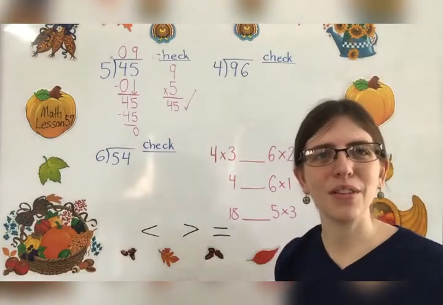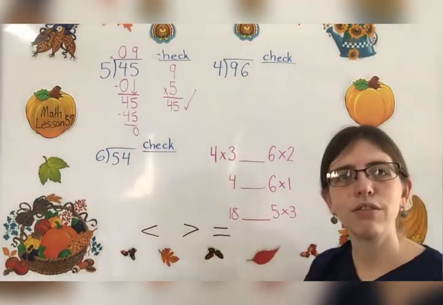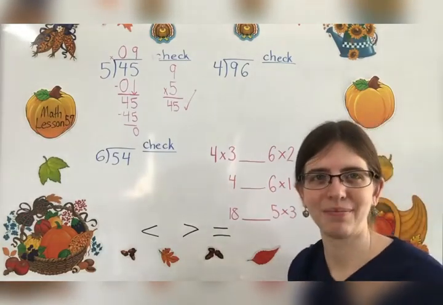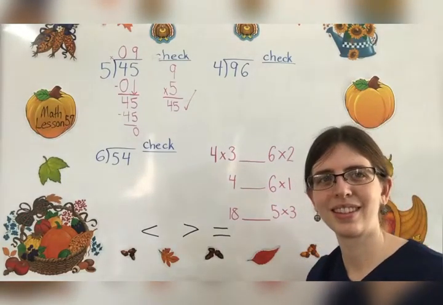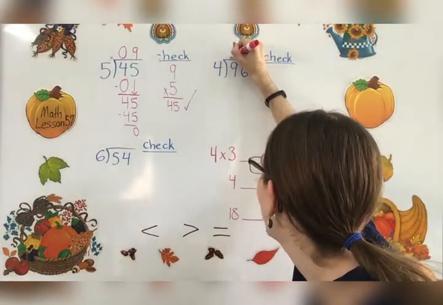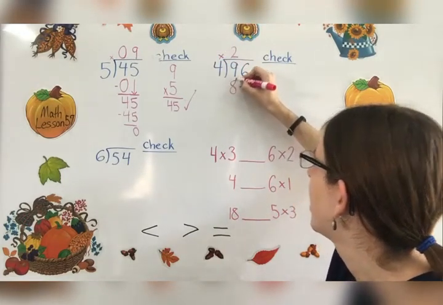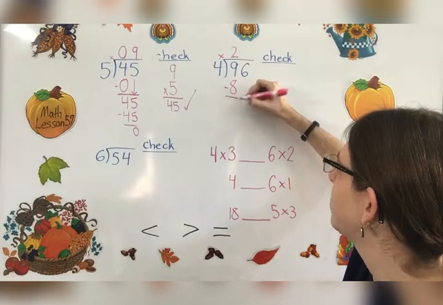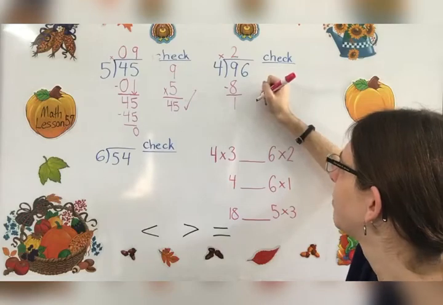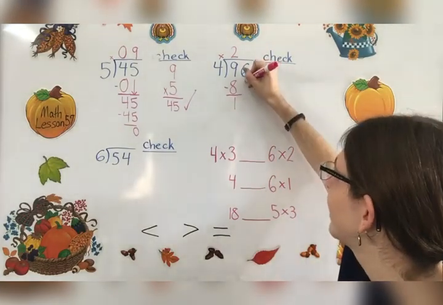All right, let's move over to the next one. I have 96 divided by 4. How many groups of 4 can fit in 9? 2, that's right. We can put 2 groups of 4 in 9. 2 times 4 is 8. 9 minus 8 is what? 1, very good. Is 1 less than 4? Yes, it is. So I can go to the next step and bring down my 6.